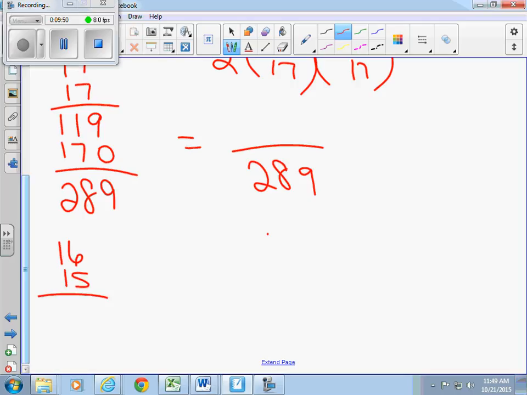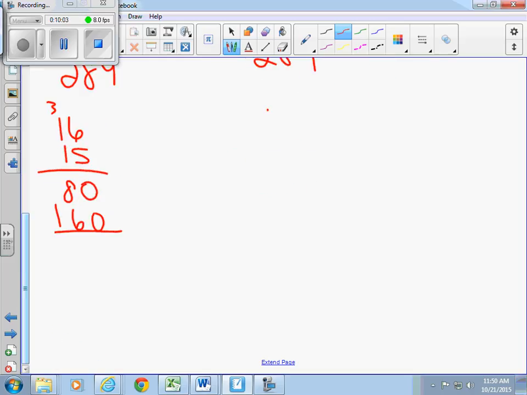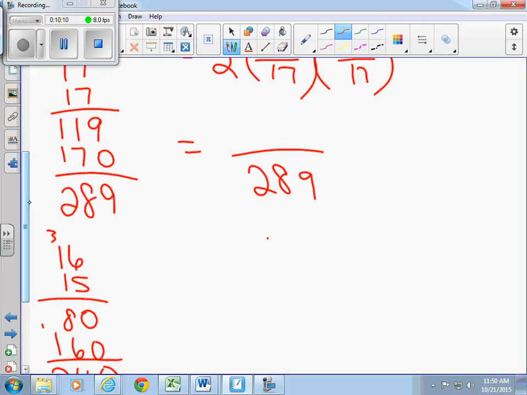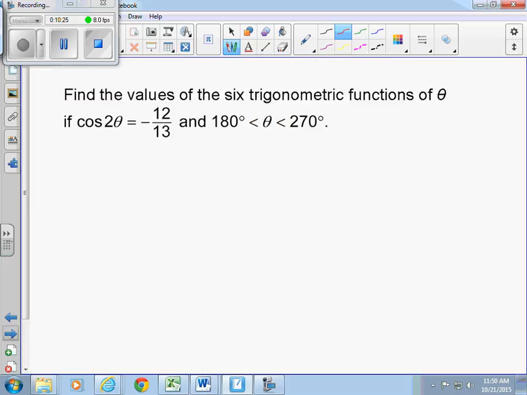So 5 times 6 is 30. I get 80 when I do 16 times 5, which you might have known that 16 times 5 is 80. And then I'm going to multiply 16 times 10. I get 160. So 240. So the top is negative 240. So we don't like to have to do it, but if you have to, you can. Any questions so far? Every now and again you'll have to do something like that.